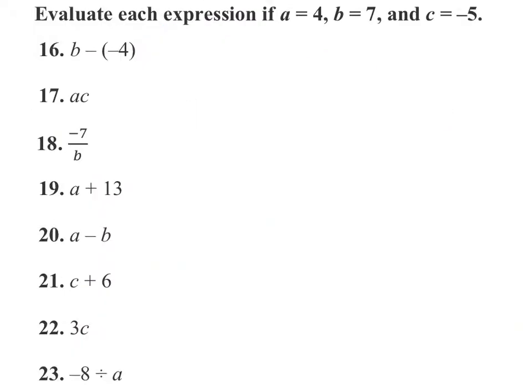16 through 23 tells us the values of A, B, and C at the top there. A is 4, B is 7, C is negative 5. So in this one, we're going to replace B with 7, and then everything else is the same, right? Minus a negative 4, right here. And since that's minus a negative, we'll change that to plus. 7 plus 4, 11.